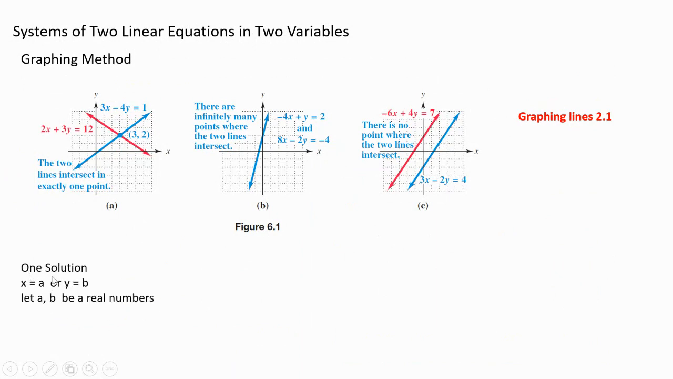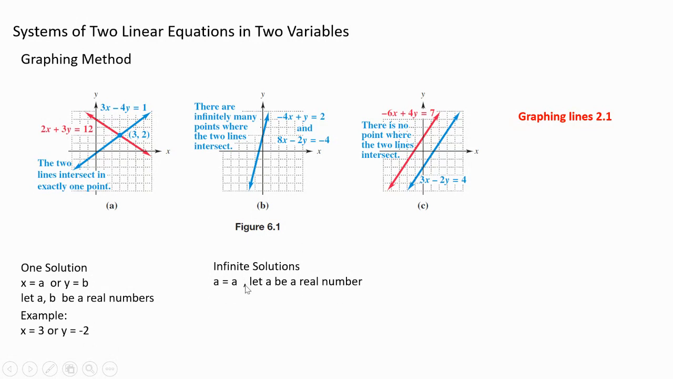For the graph with one solution, guys, you can have x equals a or y equals b. Once you begin solving it, you can get x equals a number or y equals a number. That means that you have one solution. For example, if you get x equals 3 or y equals -2, then that is going to be one solution. On part B, it means infinite solutions, like a equals a. What does that mean? It means let a be a real number.